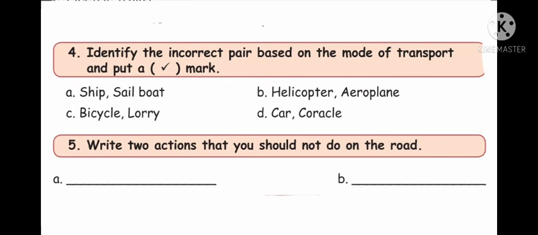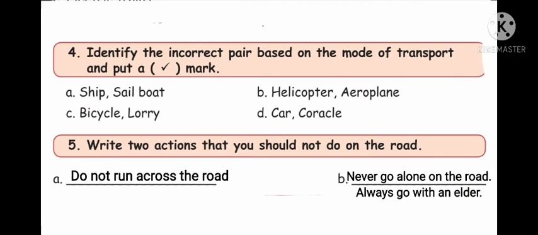Write two actions that you should not do on the road. So the first one is do not run across the road. B. Never go alone on the road. Always go with an elder.